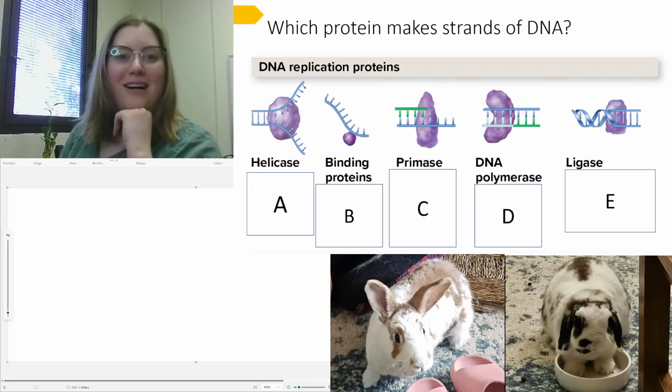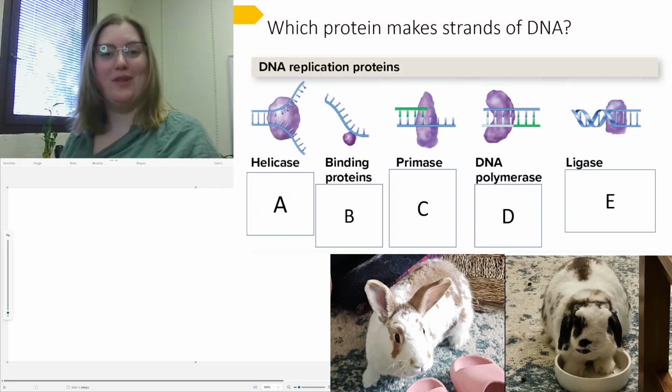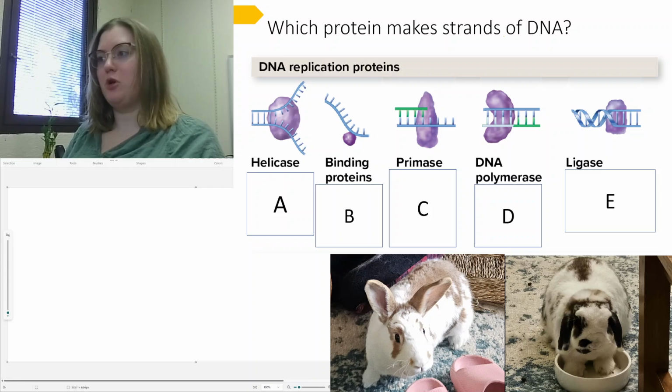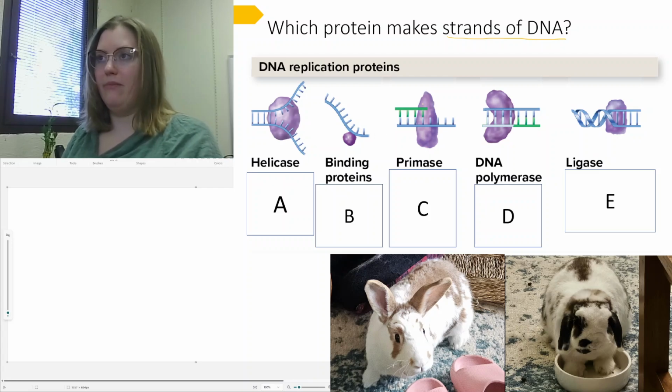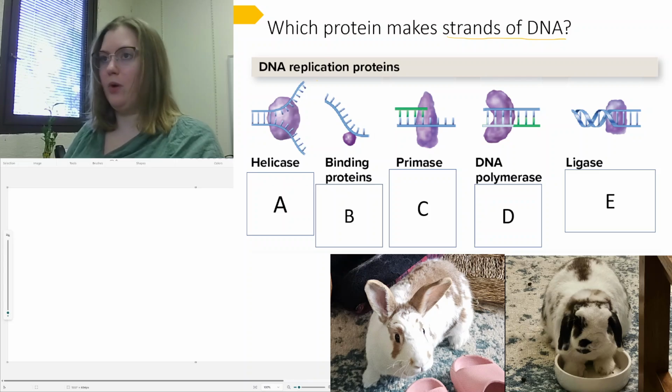So just as a review from last time, go ahead and answer in iClicker which protein makes strands of DNA. Okay, we've got helicase, binding proteins, primase, DNA polymerase, and ligase. So which one of these makes our strands of DNA? Go ahead and answer that. I'm going to move on to the next slide.